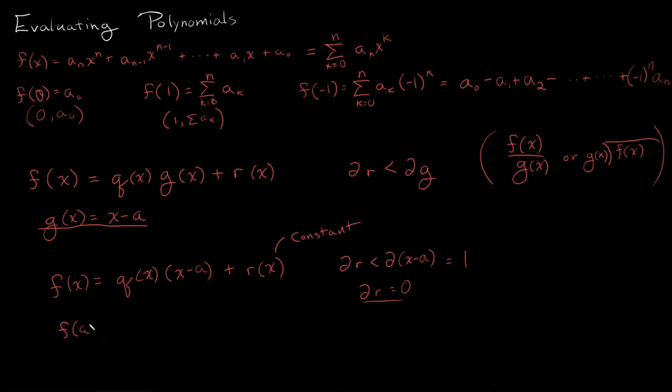And that means f of a is equal to q of x times 0, because x minus a, well, if x is a, that's just 0, plus the remainder, which I'm going to drop the x off of it because it's constant, plus this number here. So what this says, f of a is equal to the remainder. So if you want to evaluate a polynomial at any point, you just divide it by x minus a. So that gives you a point on the polynomial, a comma the remainder.